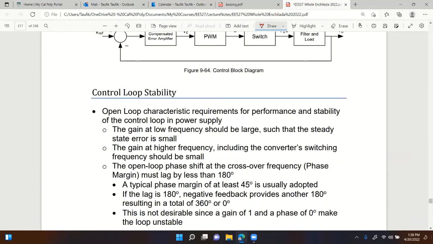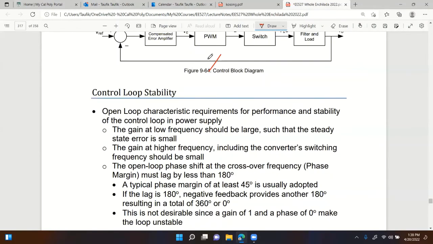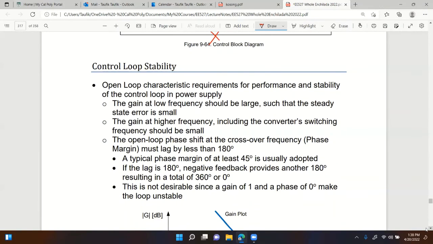Control loop stability. For control loop stability, we can open the loop, basically break the loop right here, and take a look at the stability of the control loop by its open loop characteristics, right? The open loop characteristic requirements for performance and stability of the control loop in a power supply are that at low frequency, the gain should be large. This makes sense, because we have DC to DC. Low frequency means DC, basically, so the DC gain should be large such that the steady state error is small, right?